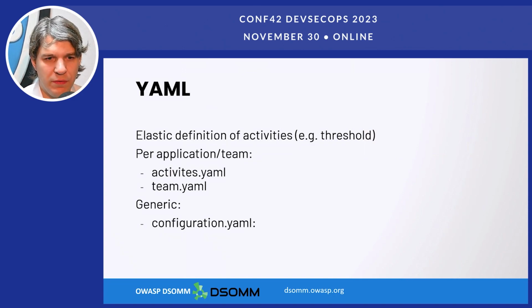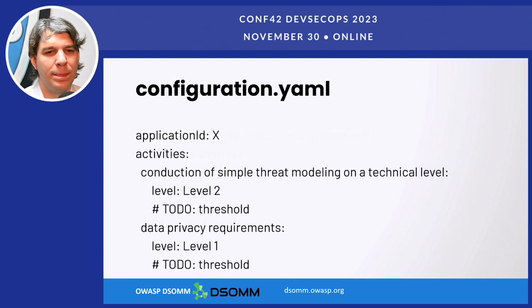As said, the YAML file should be very generic so that you can have your own activity definitions. Per application or team, you have the activities.yaml and the team.yaml, and you have the very generic configuration YAML, which is there only once, in which you define what activities are there and what are the thresholds and what are the levels for these different activities.